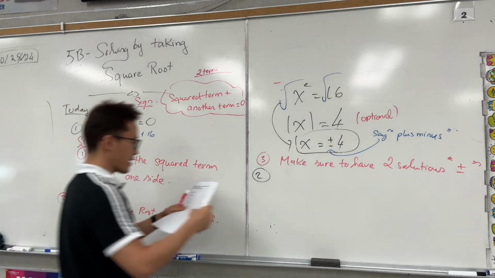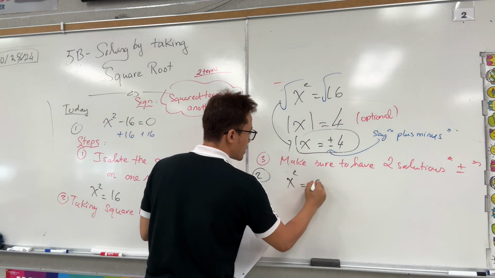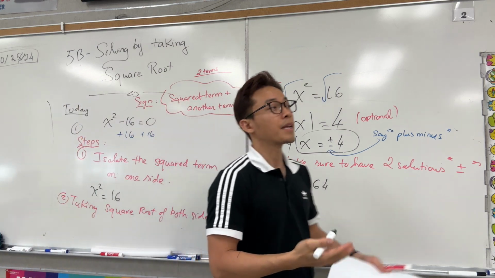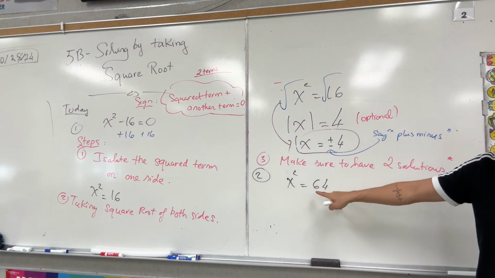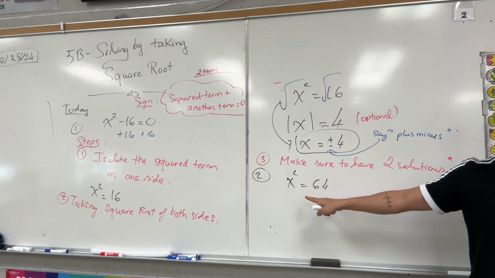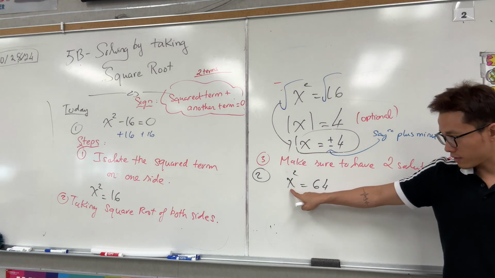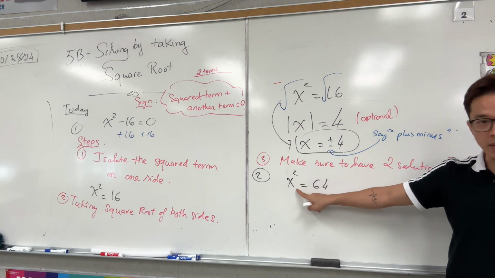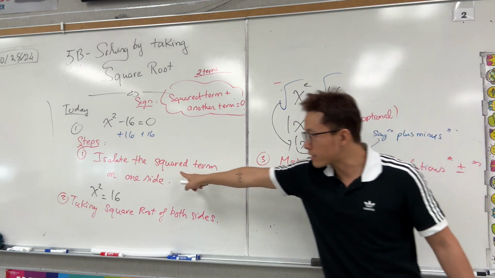This one is going to be very fast. Easy. x squared equals 64. Is the square term isolated by itself? Yes, right? Only the square is on one side. That's how you check it. So that's good, which means step 1 is already done.